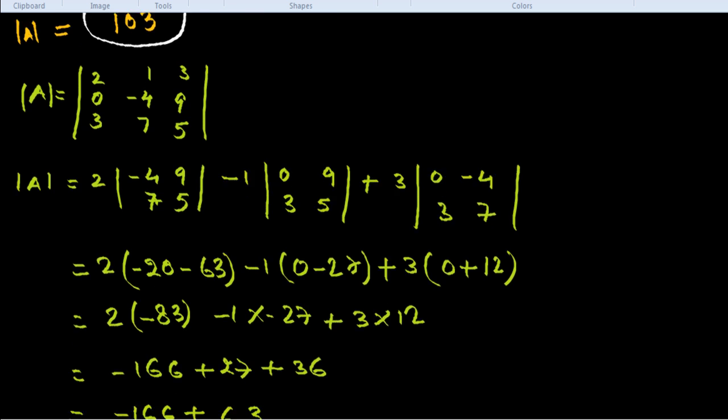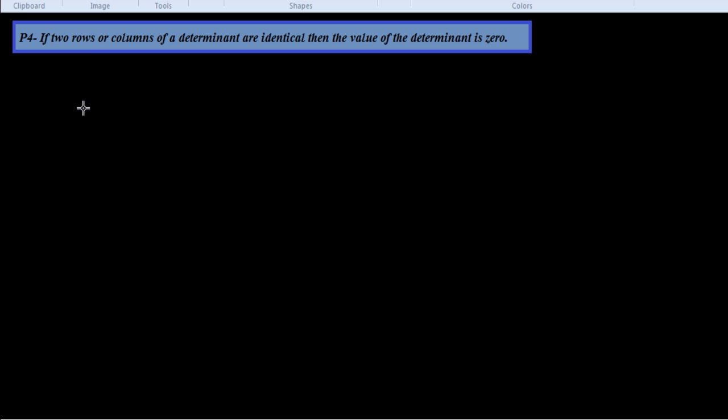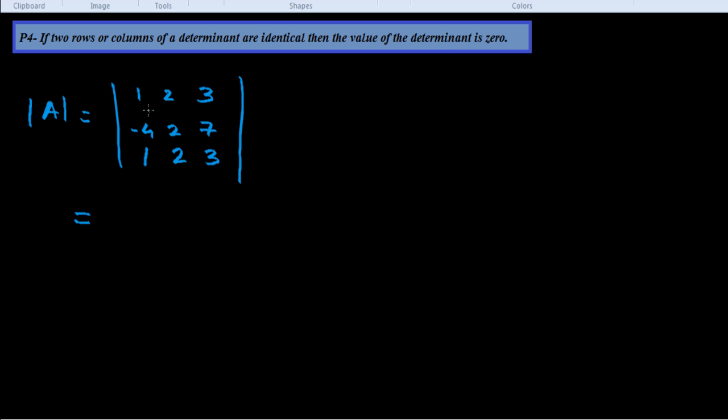Now we see property 4. If two rows or columns of a determinant are identical, then the value of the determinant is 0. Now with determinant A we have 1, 2, 3, minus 4, 2, 7, then 1, 2, 3. Here you see row 1 and row 3 are identical, so if we expand it, we should get 0. We verify this by expanding along the first row.